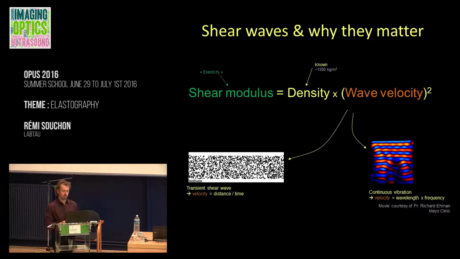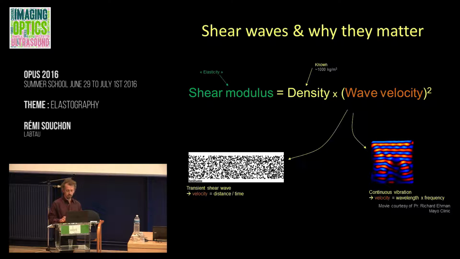There are various ways to see wave velocity. To see wave velocity, you need waves. You could either use a transient wave, and that was the previous slide where we just push and let it propagate. In that case, you have a movie where you can track the wave at different times. You can measure the distance, you can measure the time, so you can measure the velocity from that simple movie. And so, as we have velocity, we can have shear modulus.